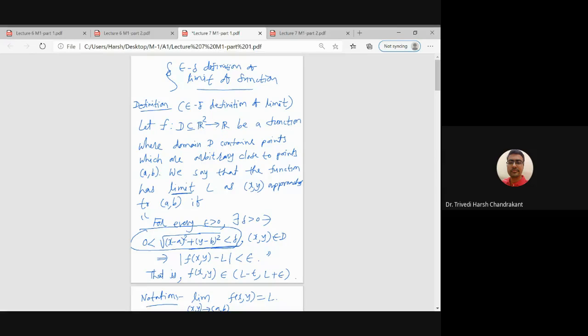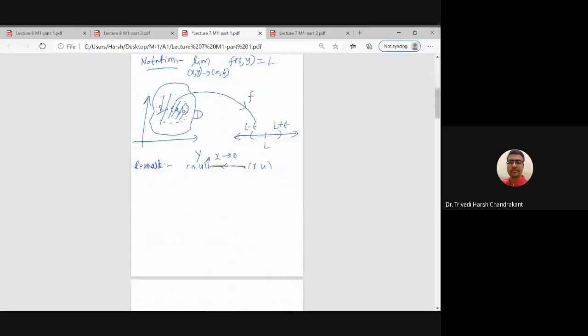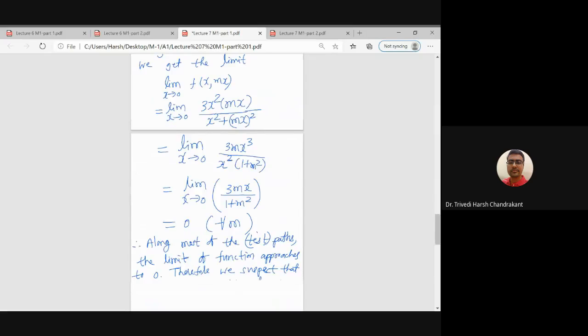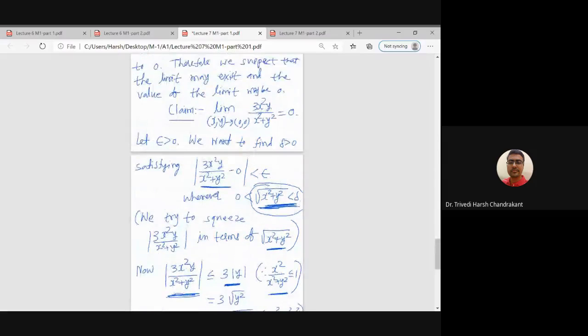Yeah. So we are basically finding the limit as xy approaches 0 0 here. So that means a is 0 and b is 0 here. So that is exactly 0 less than square root of x square plus y square less than delta, because a is 0 and b is 0. So that is what we have written here. So this basically we need to check here.